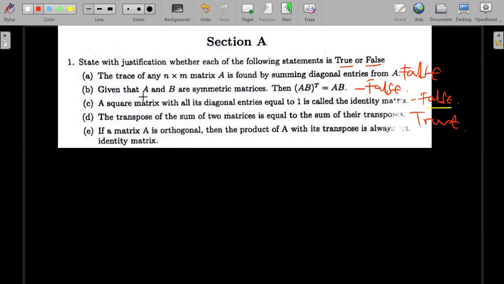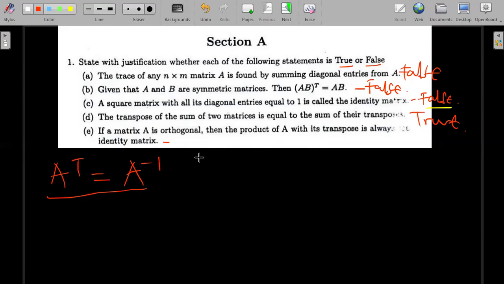In class you learned that if a matrix A is orthogonal, then it means A transpose is equal to A inverse. So that's what they are saying: if A is orthogonal, then the product of A with its transpose is always the identity matrix. Yes, we're going to say that is true.